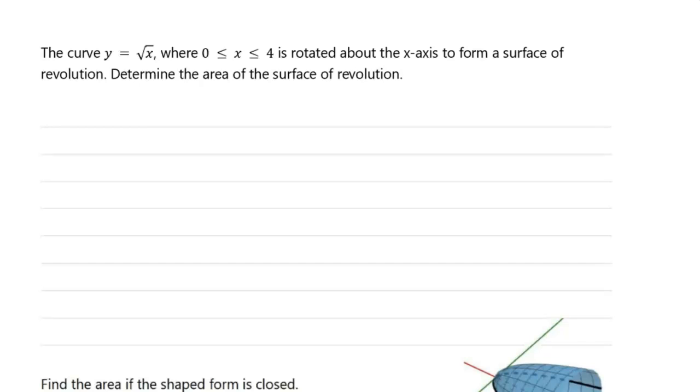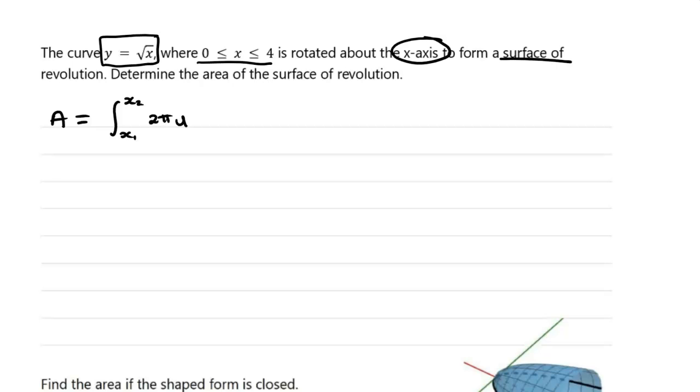Okay, new question. We have another Cartesian version. We know it's Cartesian because it's just in terms of x's and y's. We're told x goes between 0 and 4 inclusive. It's rotated about the x-axis to form a surface of revolution. We've determined we're looking at surface area, and we know we're looking at the x-axis. So we're going to need the version that has, from x1 to x2, 2 pi y, could of course put that 2 pi out the front, and then square root of 1 plus dy/dx squared dx. So we're going to need to know dy/dx.